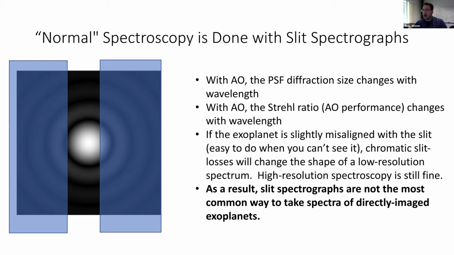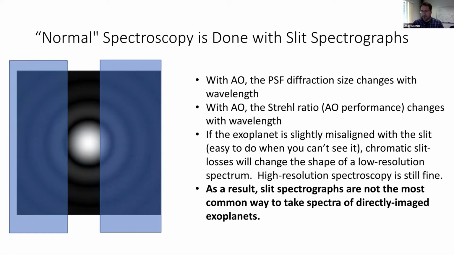That actually becomes a problem when we're doing exoplanet imaging with adaptive optics. When you use adaptive optics, you hopefully reach the diffraction limit, and the size of your point spread function goes as lambda over D. So there's a chromatic effect there. But also the performance of the adaptive optics system, how well you're correcting, also varies with wavelength. So you do better at longer wavelengths. What that means is that when you put your object in the slit, you are losing light as a function of wavelength. You have chromatic slit losses.